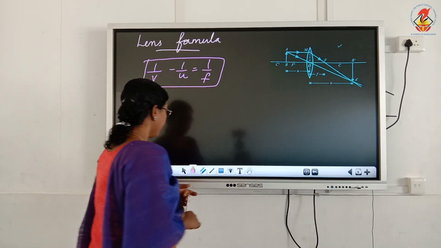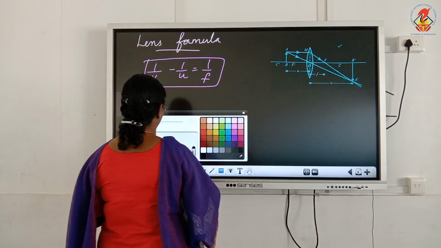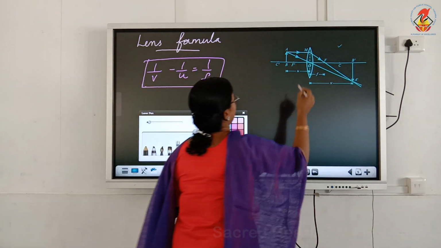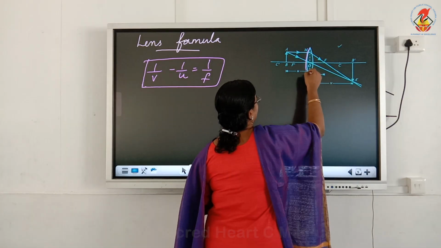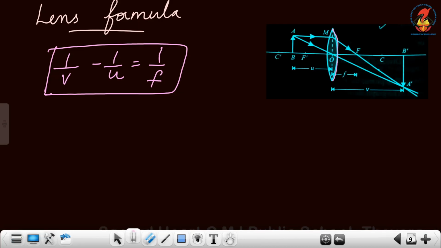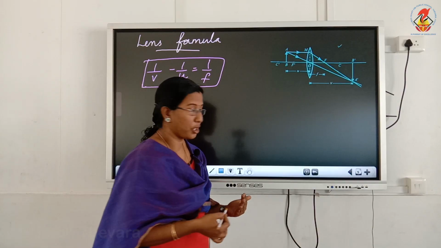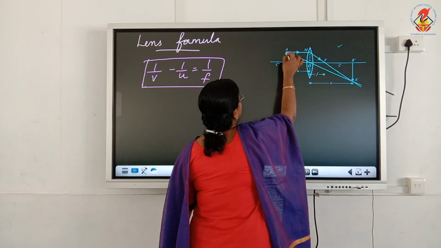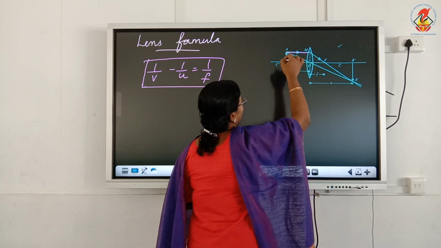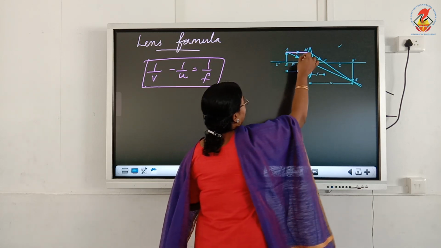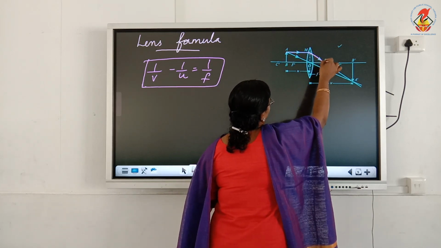Okay, so imagine you have a convex lens. This is a convex lens. Okay, and an object is placed in front of the convex lens beyond the focus. So AB is our object. Now we are taking two rays for deriving this equation. The ray which is parallel to the principal axis, which means at point M on the first refracting surface of the lens, and after refraction it passes to the focus.